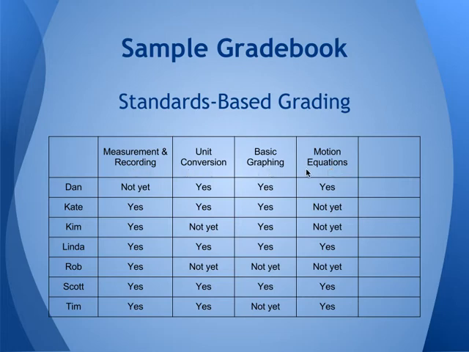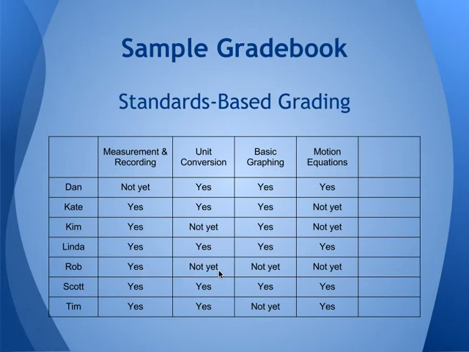Anyway, we see that Dan didn't yet meet the goal of measurement and recording. He hasn't figured out how to do that all the way yet, but he is excellent at unit conversion and basic graphing and motion equations. Okay, let's see. Kate, she did most of it, yet she's missing one learning goal. Kim, she's got about half of them. She's doing a good job. She just didn't get everything done yet. Linda, she's got everything done. Scott's got everything done. Rob, ooh, he only has one of the learning goals met, but he's still working on all the others, so it's perfectly fine.